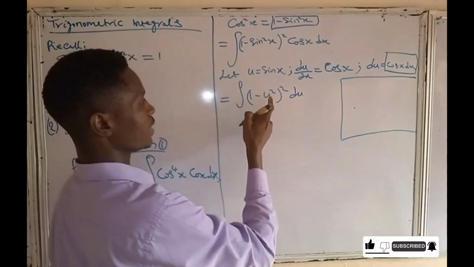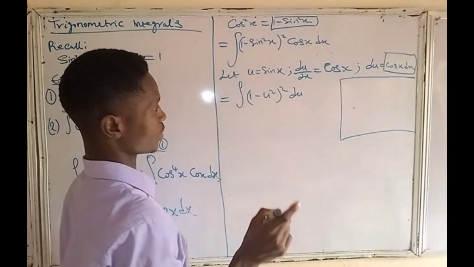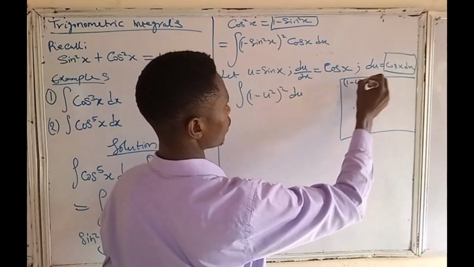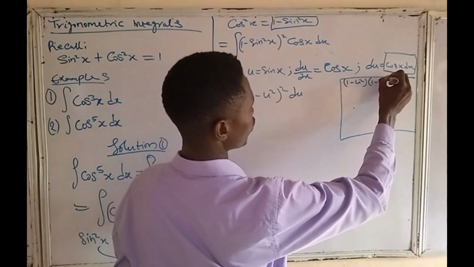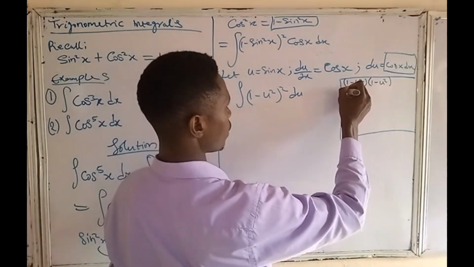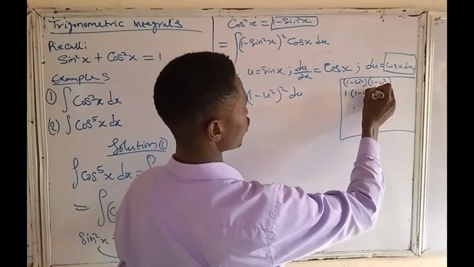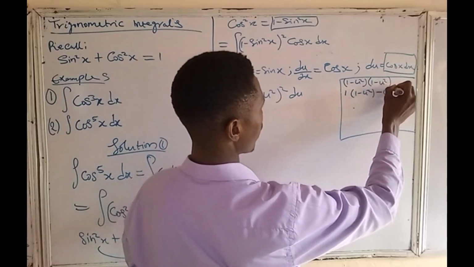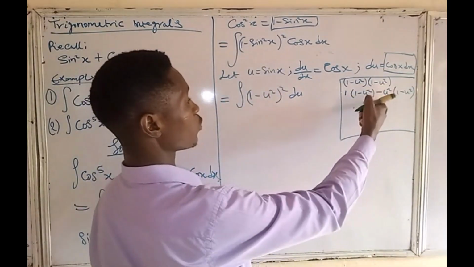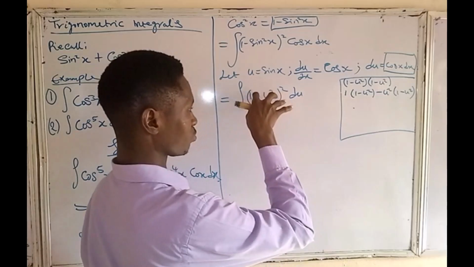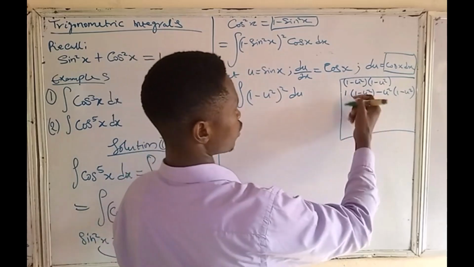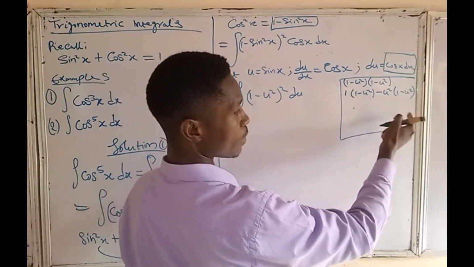So this, according to algebraic expansion, can also be written as 1 minus u squared into 1 minus u squared. So we expand the bracket. I'm going to use one to expand the other by saying 1 into 1 minus u squared minus u squared into 1 minus u squared. The reason I'm doing this by the side is because I don't want to make my integration bulky.